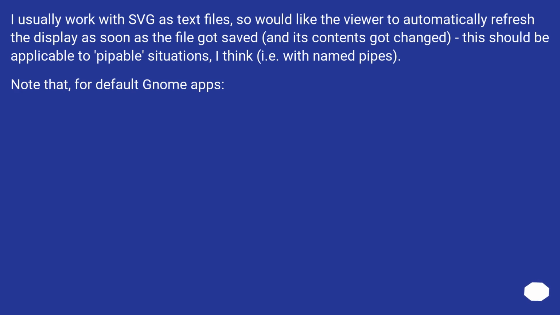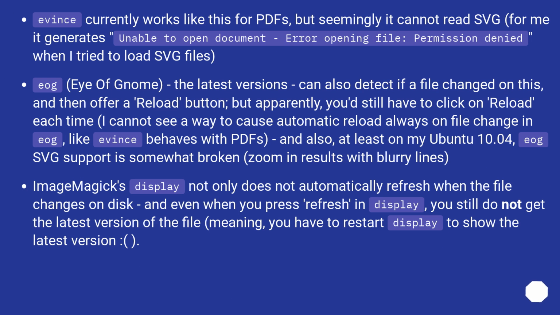I usually work with SVG as text files, so I would like the viewer to automatically refresh the display as soon as the file gets saved and its contents get changed. This should be applicable to pipeable situations, I think, i.e. with named pipes. Note that Evince currently works like this for PDFs, but seemingly it cannot read SVG. For me it generates "Unable to open document, error opening file: permission denied" when I tried to load SVG files.